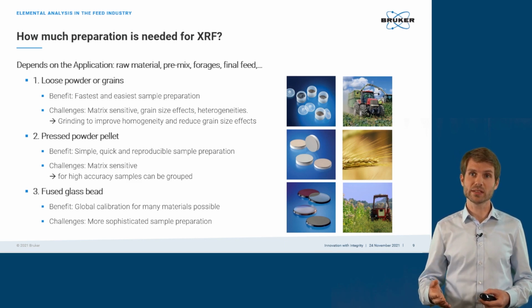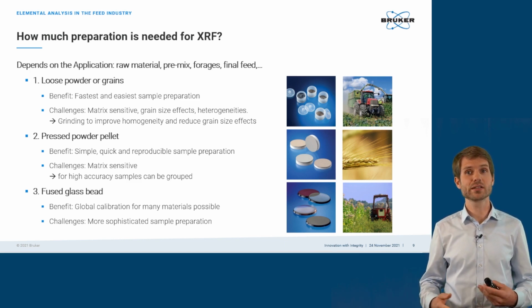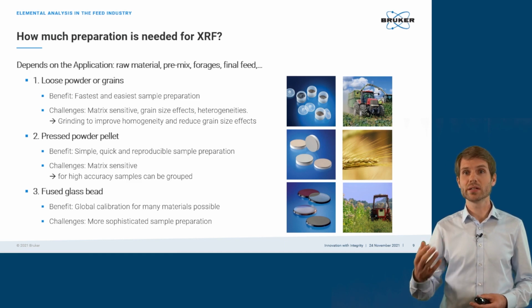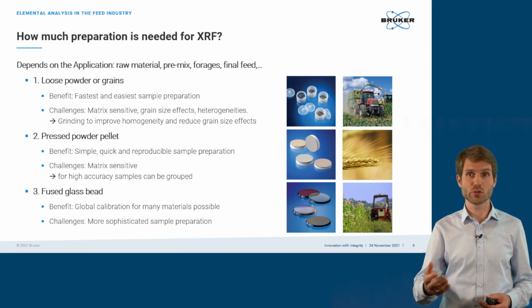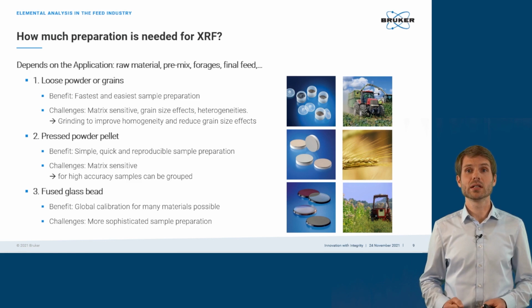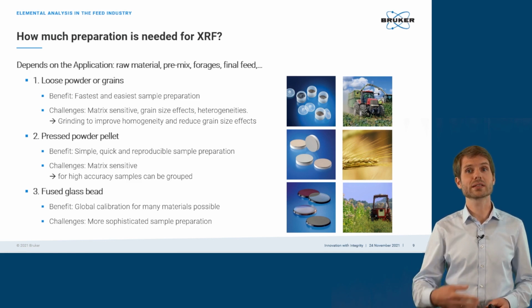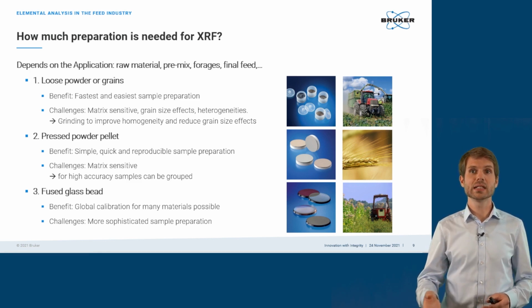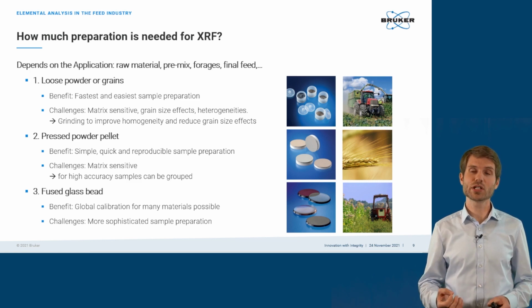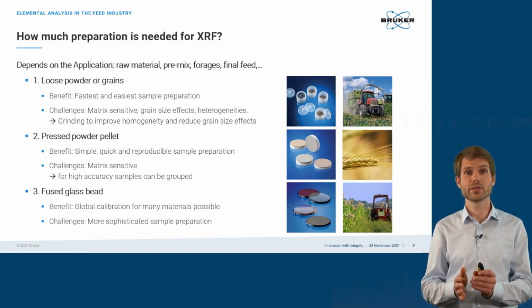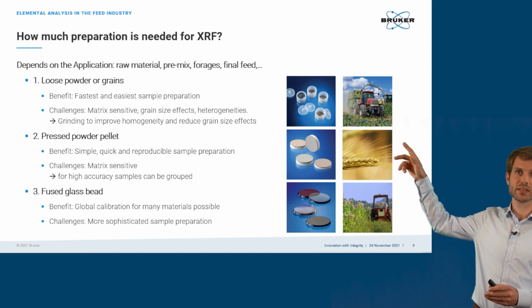Then you have pressed pellets. Pressed pellets are another solution where you either use the material straight away, could be dried forage, which you press into a pellet, or you grind it and then you press it into a pellet. You might add some binding material like cellulose or wax that helps the pellet to stick together, like the picture here on the right-hand side there.